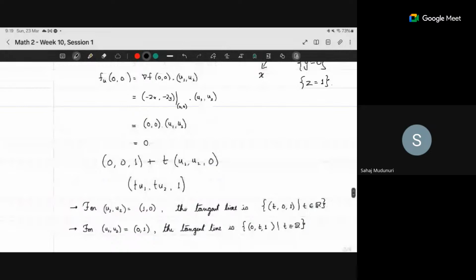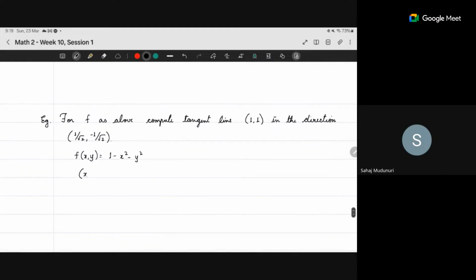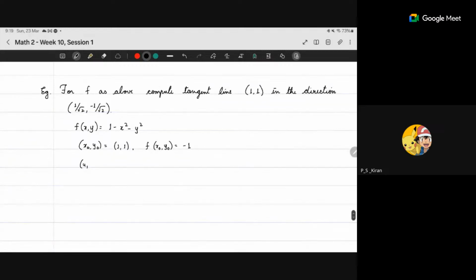If I start out with the abstract thing and then I substitute, this is more direct. I want to do one direct example as well. So you know that f of xy is 1 minus x square minus y square. So what is the point under consideration? That is x naught, y naught is 1, 1. And what is f of x naught, y naught in this case? Minus 1. u1, u2 is given to be 1 by root 2, minus 1 by root 2. So what is f_u at 1, 1?